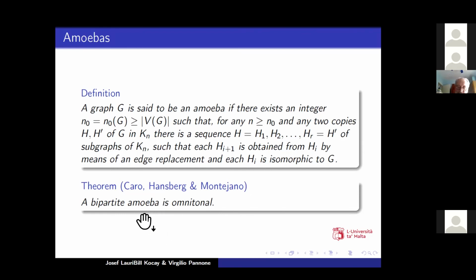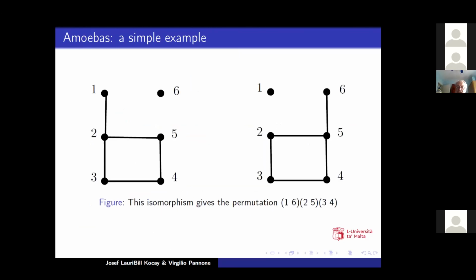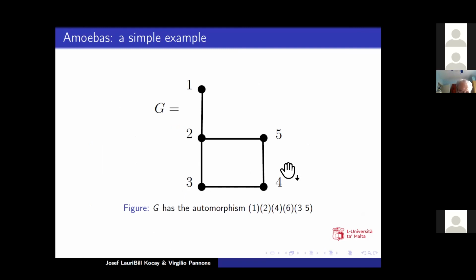Let's look a bit at this amoeba concept. This graph is an amoeba. How do Caro, Hansberg, and Montejano prove it? They do this. Just add a single vertex and do an edge replacement. Well, first of all, look at the graph and consider its automorphism group. There isn't much to consider. In this case, there's only this non-trivial automorphism. But in general, you might have to use the whole automorphism group, which is larger.